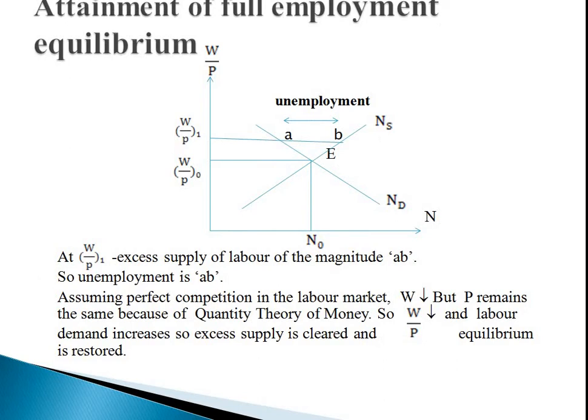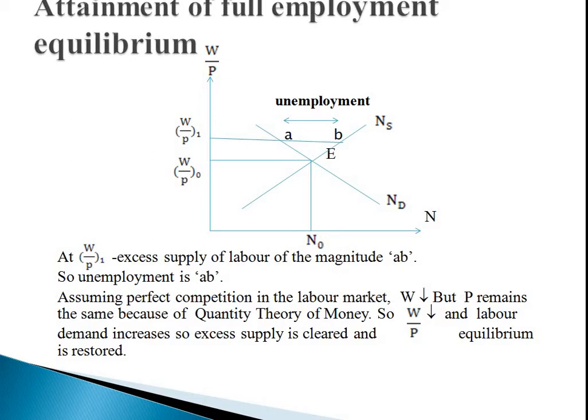Let us now see how wage price flexibility leads to full employment. For this, we consider the labor market equilibrium diagram. Here we can see the labor demand and labor supply curves ND and NS, which intersect at the point E, so that the equilibrium employment is N0 and equilibrium wage rate is W by P0.